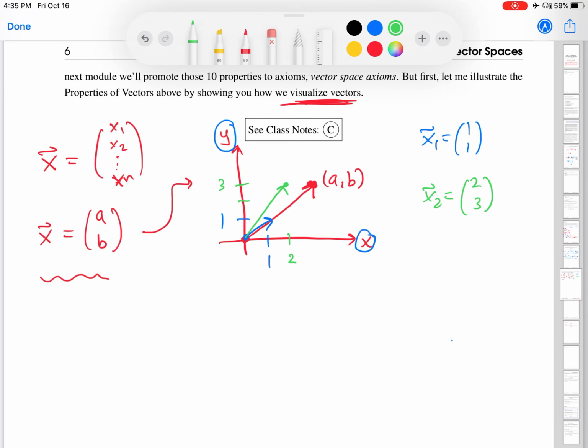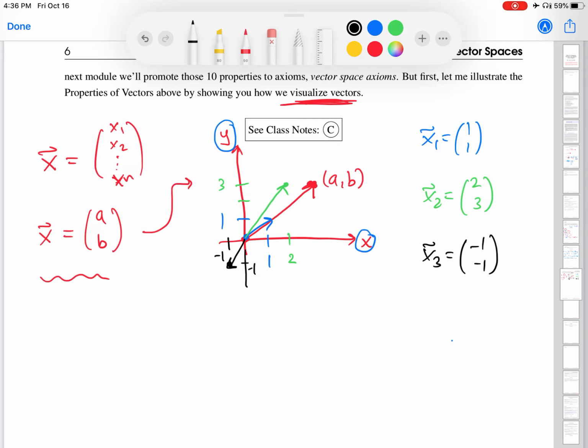I'll do one more to illustrate a point. What if I want to visualize the vector (-1, -1)? Then I would go 1 unit to the left, the x component, and then 1 unit down, the negative 1. And then put a point where I end up, and then draw an arrow from the origin to there. Okay, so this is very quickly how you visualize vectors.